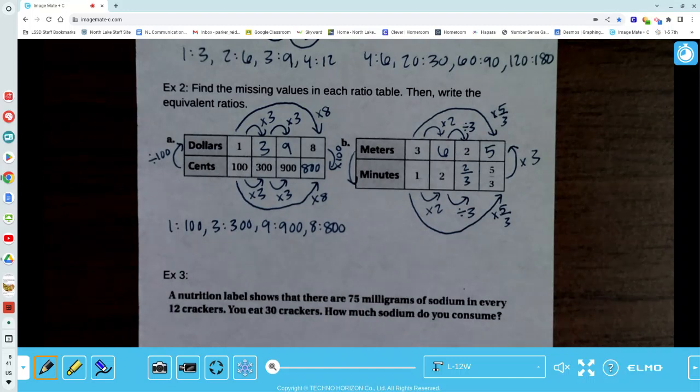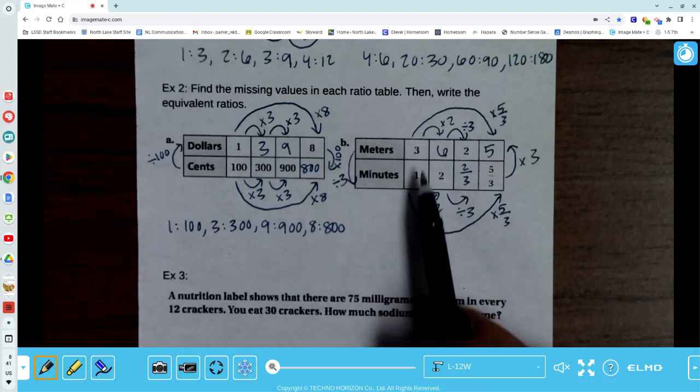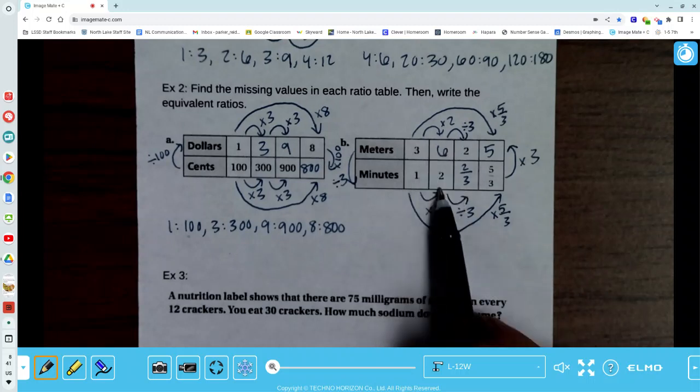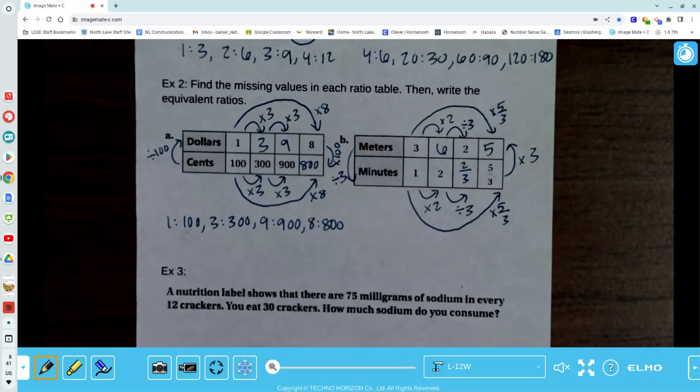What was happening if we go the other way, top to bottom? Natalie? The opposite thing, divided by 3. Because 3 divided by 3 is 1. 6 divided by 3 is 2. 2 divided by 3 is 2/3. 5 divided by 3 is 5/3. Questions about how I filled in the ratio table?